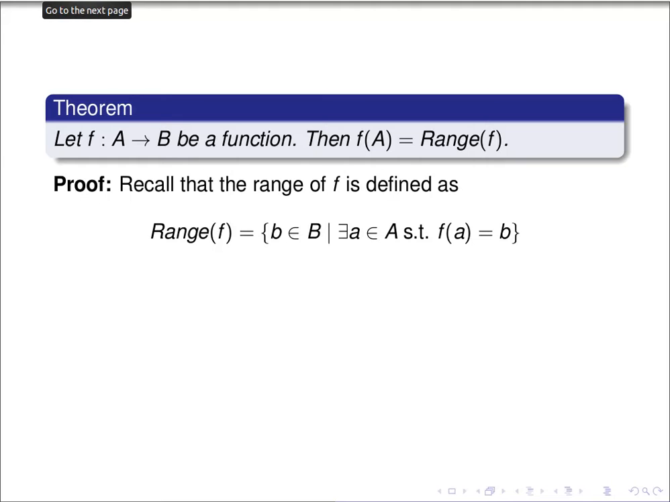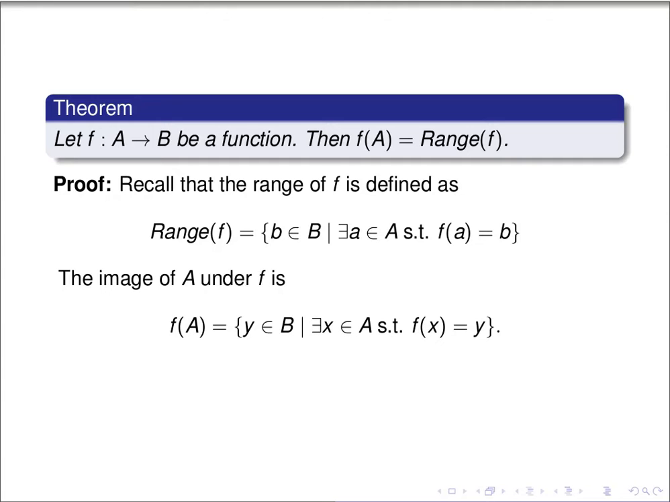Now if we apply the definition of the image of a set to the image of all of A, we get the image of A under f is the set of all y in B such that there exists an x in A such that f of x is equal to y. And those two definitions clearly define the same set, just with slightly different notation. All right. So that proves that f of A is equal to the range of f.